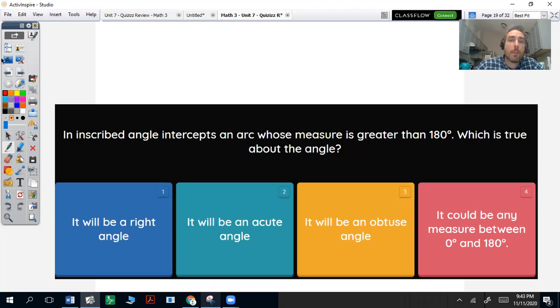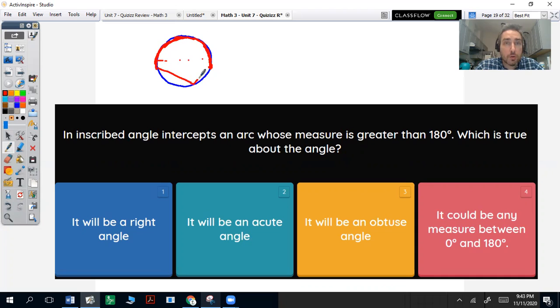So let's look at question 1. An inscribed angle intercepts an arc whose measure is greater than 180. Which is true about the angle? So let's visualize what this picture is talking about. You have a circle, and you have an inscribed angle that opens to an arc that is bigger than 180. So it's going to be more than half the circle. 180 would be like across the circle. This is going to be a little bit bigger.